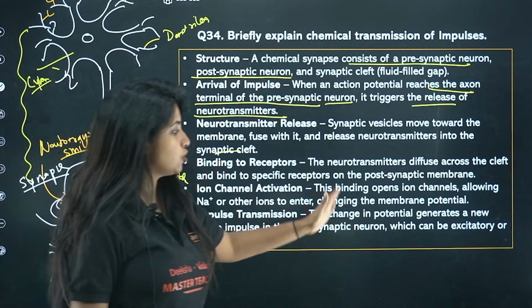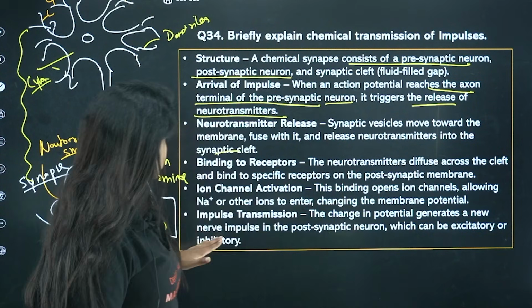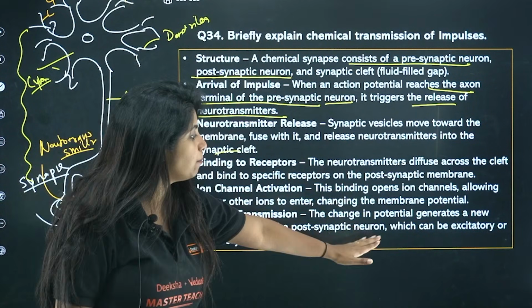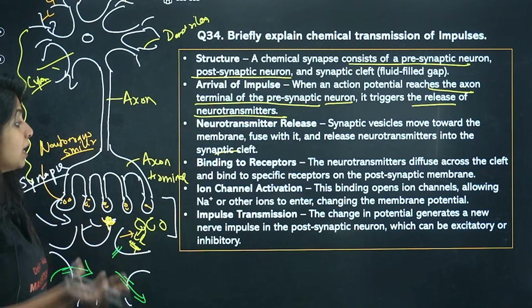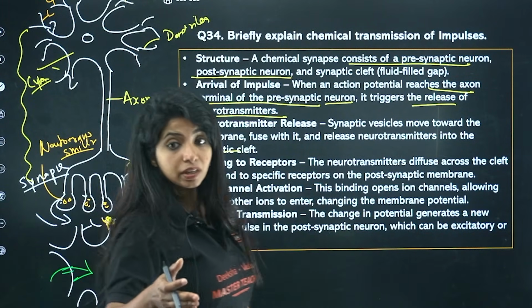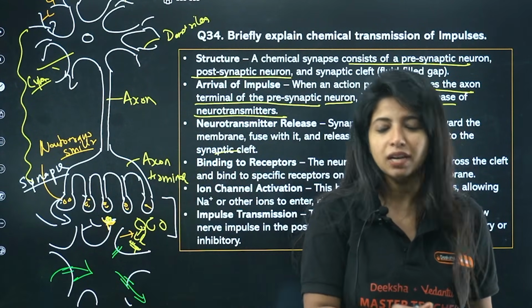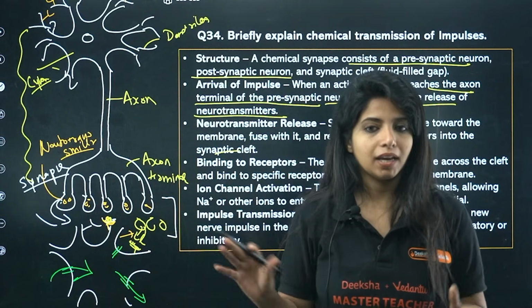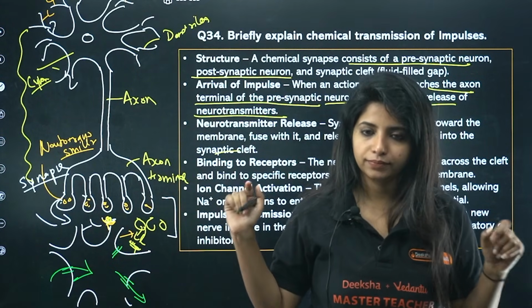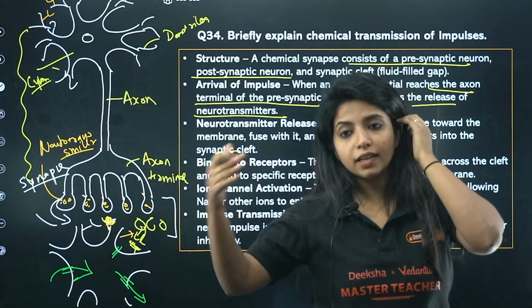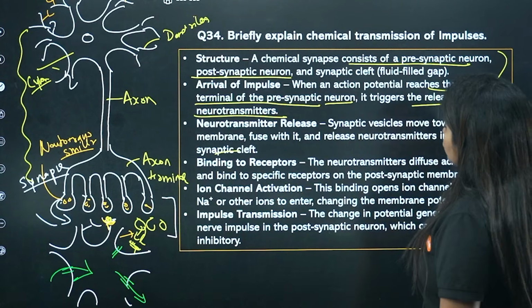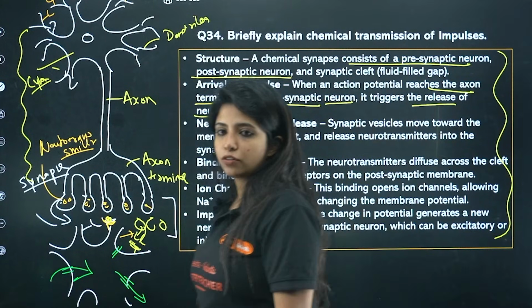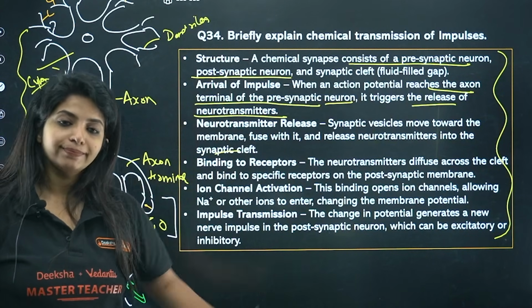Now impulse transmission. The change in potential generates a new nerve impulse in the postsynaptic neuron. The next neuron will create a new impulse, and that is how it is going to go. Now listen, it can be an inhibitory signal, it can be an excitatory signal also. Either way that can happen. Okay, yes. So that means it can either inhibit or promote later on. So this is a general idea that you should have regarding the chemical transmission of impulses. Done.